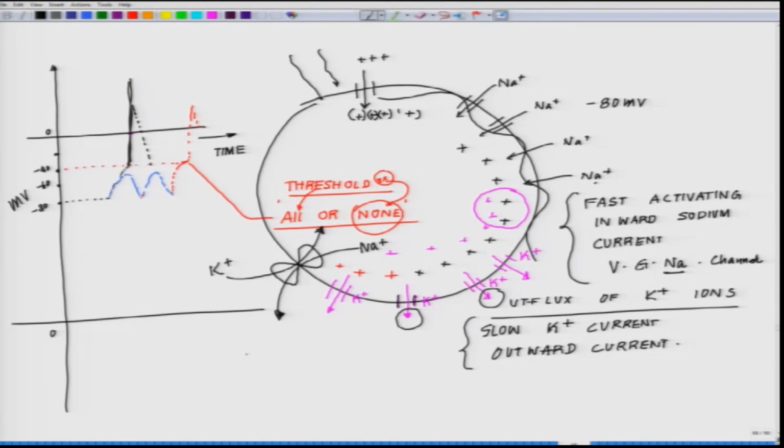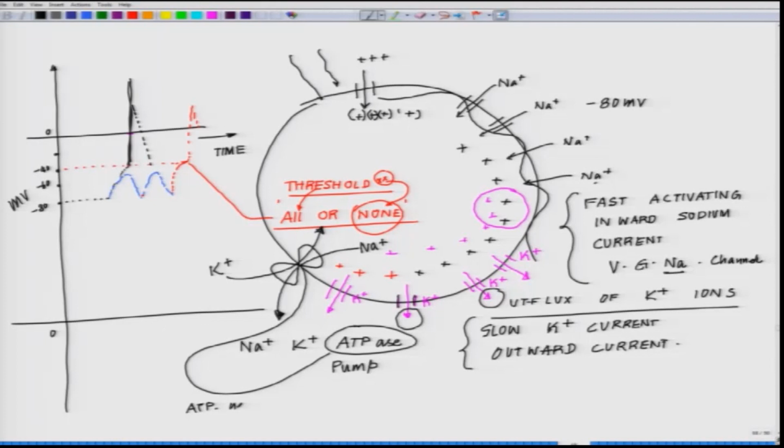These pumps are called sodium potassium ATPase pumps. This ATPase is basically the ATP needed, where the ATP is being utilized. They are energy dependent processes.